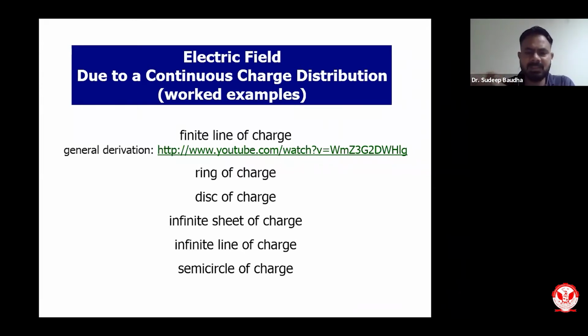So integration or summation can be done from minus infinity to positive infinity. That is what you will see in the case of an infinite line of charge. Then we will also see a semicircle of charges. The semicircle is half of a circle, and we will see what the electric field will be due to uniform charge across a semicircle of a particular radius. So that is all we are going to see in today's lecture and today's demonstration.